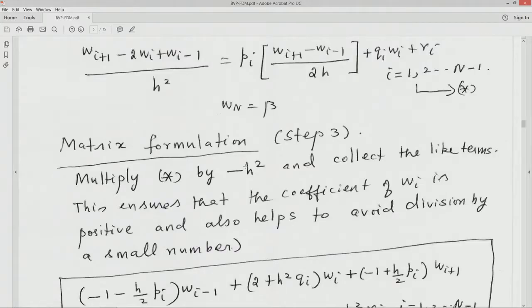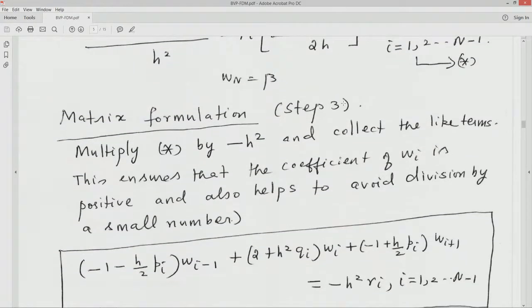Why do we multiply by minus h square and collect the terms? The multiplication of this by minus h square will result in the coefficient of wi to be positive. In addition, it will help us to avoid division by a small number. That is why we multiply the entire equation by minus h square, and then we collect the like terms.